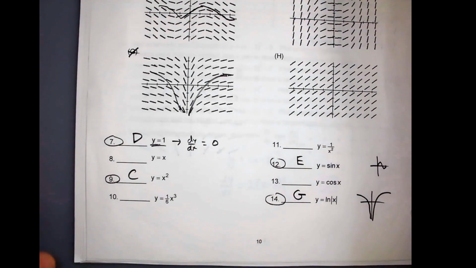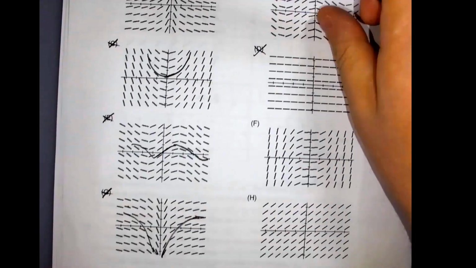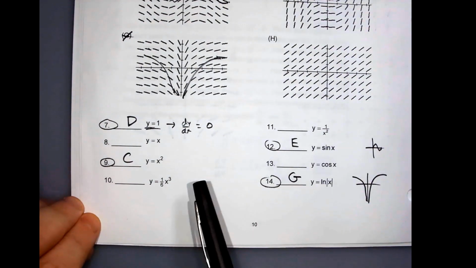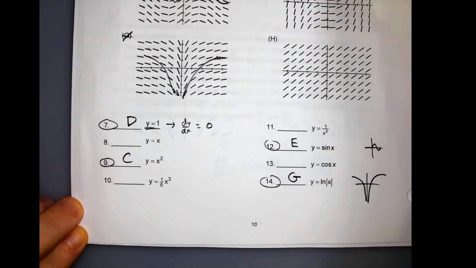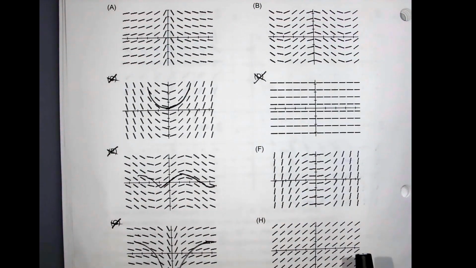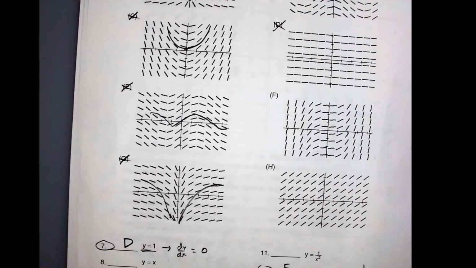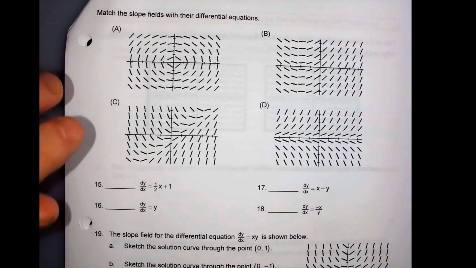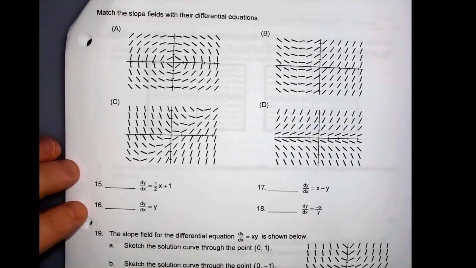So figuring out which slope field represents which function, y, means looking at the slope field and trying to see what is the underlying curve that is being represented by these short little lines in the slope field. Okay, this is distinct from matching a slope field with a differential equation.